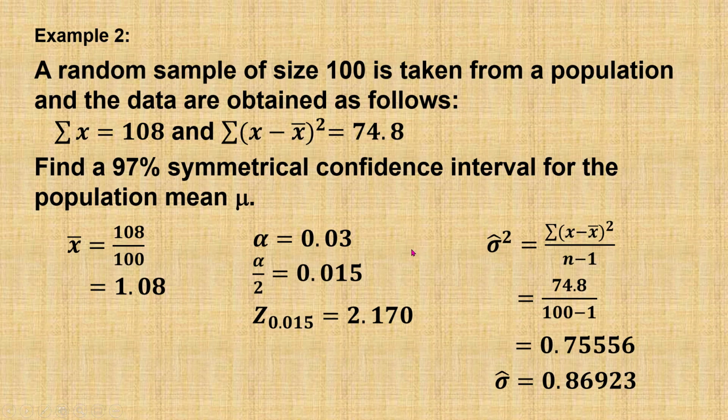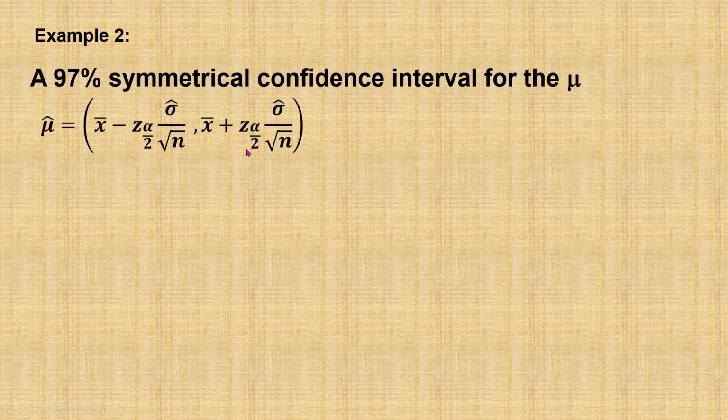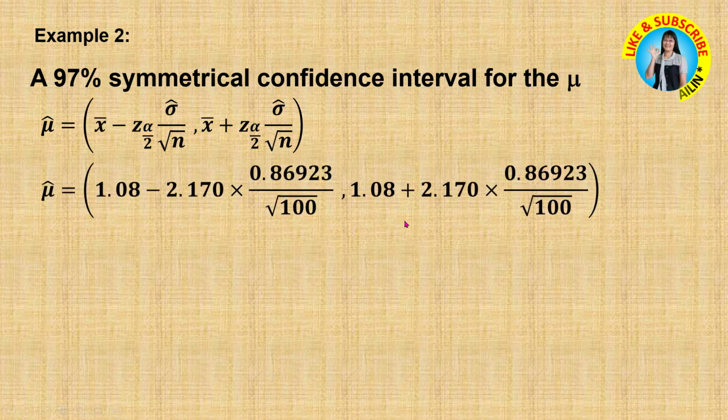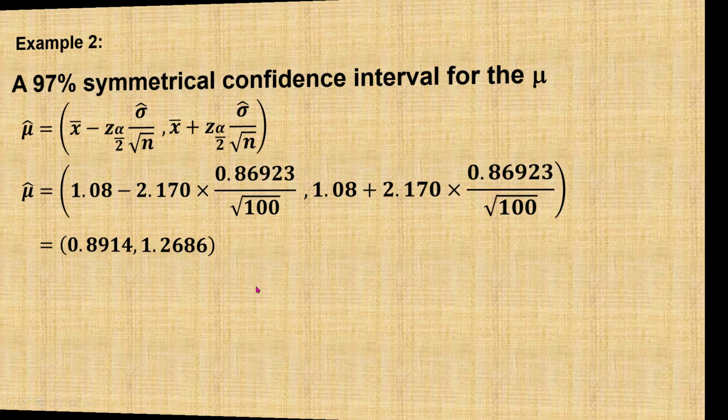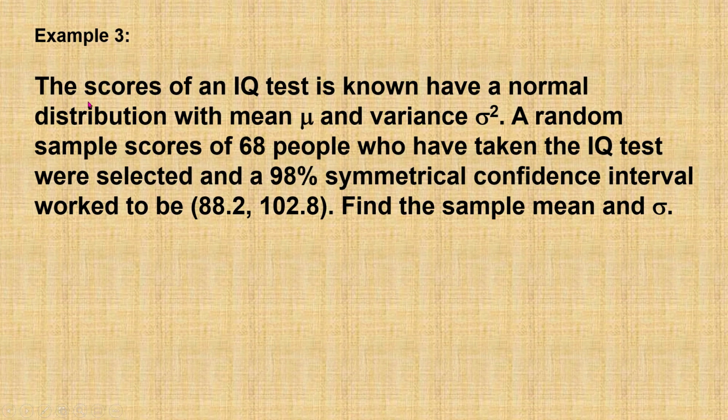Once I have all the information, I'm going to substitute all the data into the formula. After substituting and calculating, the 97% symmetrical confidence interval for mu is from 0.8914 to 1.2686.